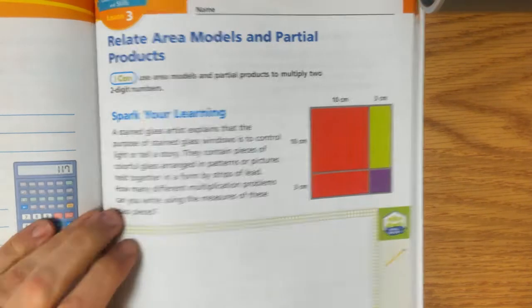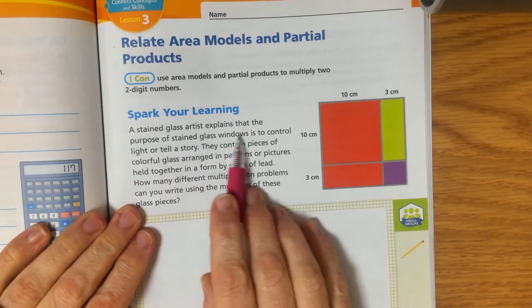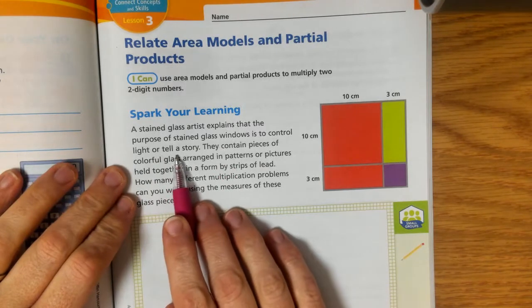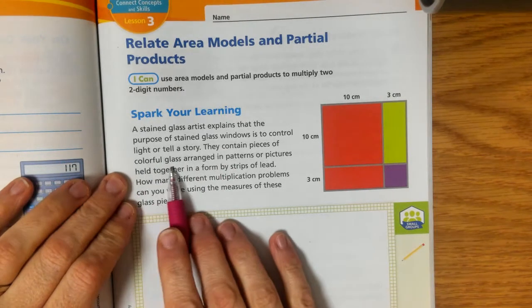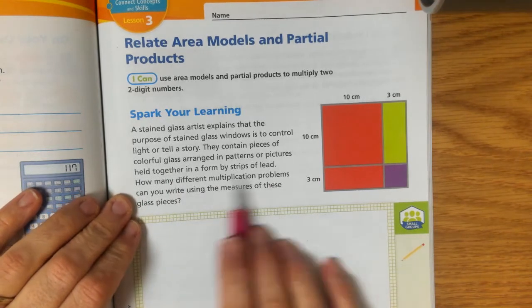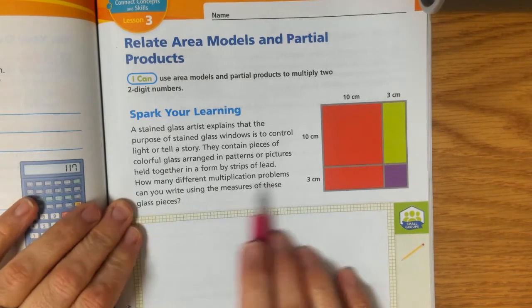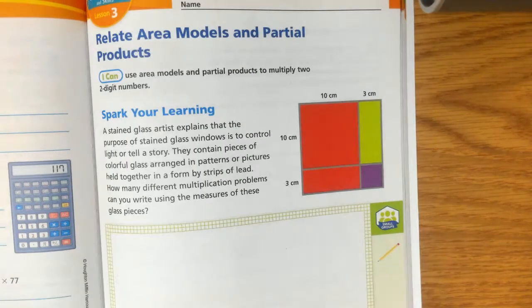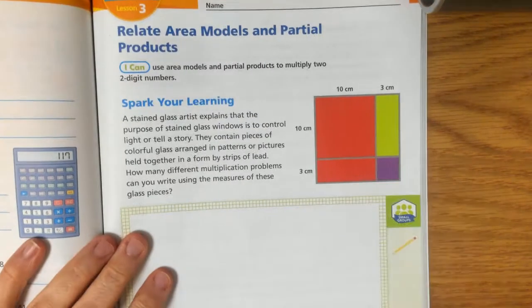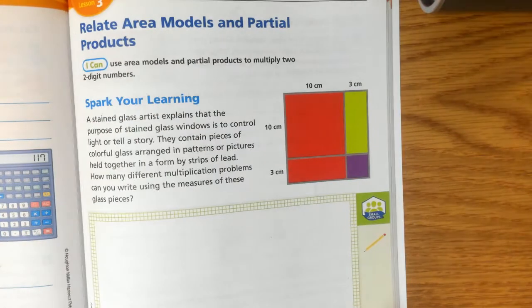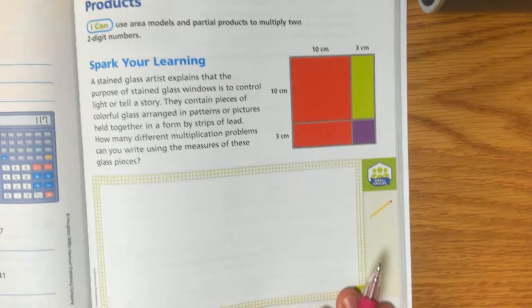Okay? So a stained glass artist explains that the purpose of stained glass windows is to control light or to tell a story. They contain pieces of colorful glass arranged in patterns or pictures, held together in a form by strips of lead. How many different multiplication problems can you write using the measurements of these glass pieces? So what we're going to do is just look at this. This is already essentially set up in an area model for 2-digit by 2-digit multiplication.